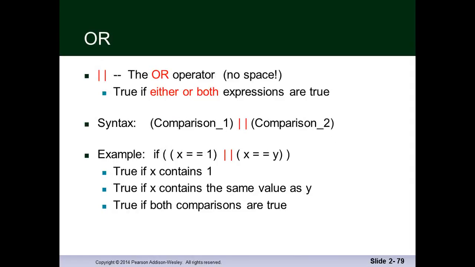We also have the or operator. This is how you write the or, no spaces. The or means that either this one or this one can be true so that the whole thing is true. Also if both are true, it works that way too. But if at least one of these is true, then the whole thing is true.